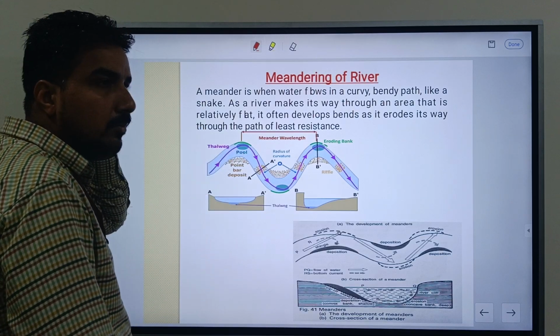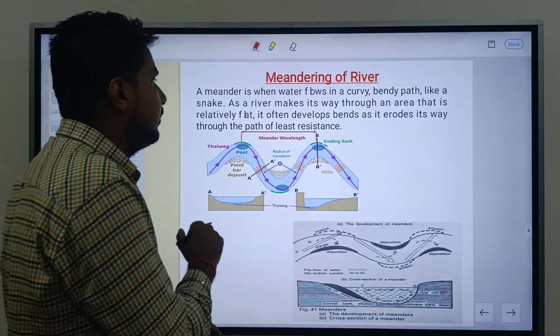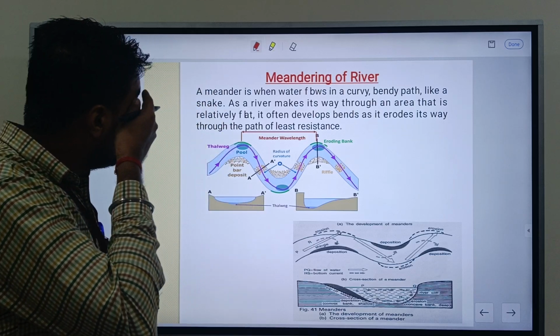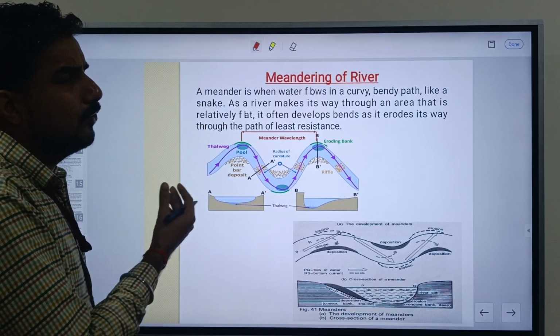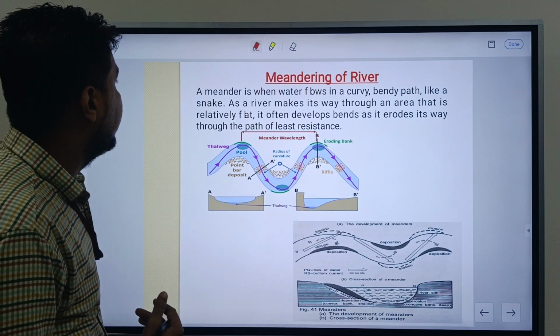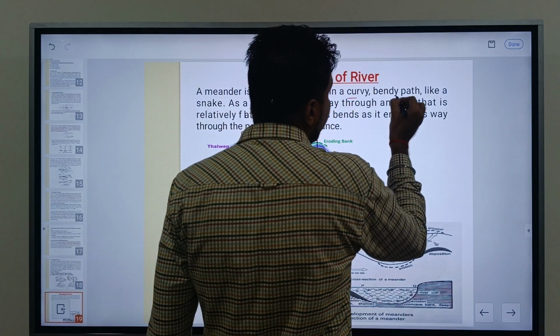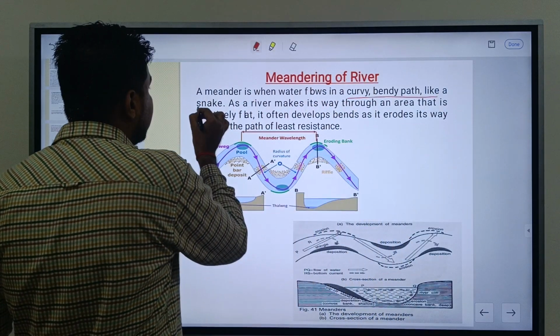Now we will discuss a very small topic. What is meandering of river? This is a new topic. What is meandering of river? This is very helpful to know the path or the nature of the river. So what is meandering of river? Meandering is when water flows in an accurate bend path, just like a snake.